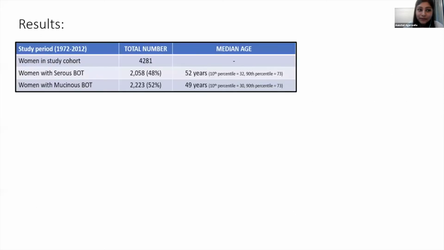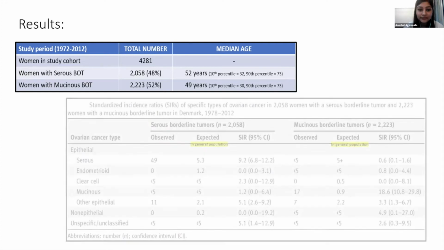So the results were as follows. The number of women in the study cohort was 4,281. Women with serous borderline tumor diagnosis comprised 48% of the total number, which is 2,058 cases with a median age of 52 years. Women with mucinous borderline tumor comprised 52% of the total cases, which was 2,223 cases with a median age of 49 years.